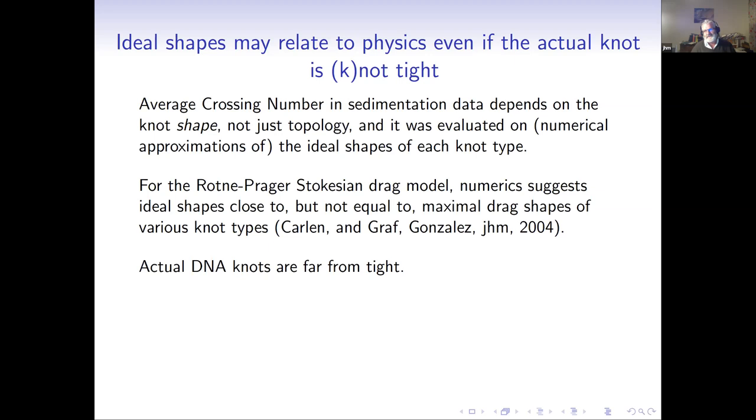And the DNA knots in those experiments are far from tight. I mean, the diameter of the DNA is tiny compared to its length. But the idea is that the shape is somehow a maximum volume shape curve. And various people, these have come up in statistical mechanics and the probability of finding knots and stuff like that. But that's okay. So it doesn't work.